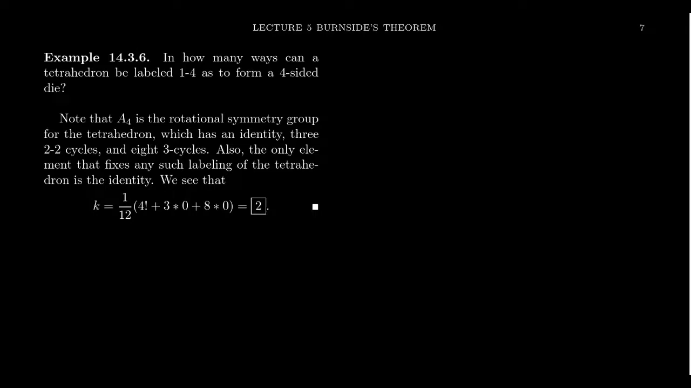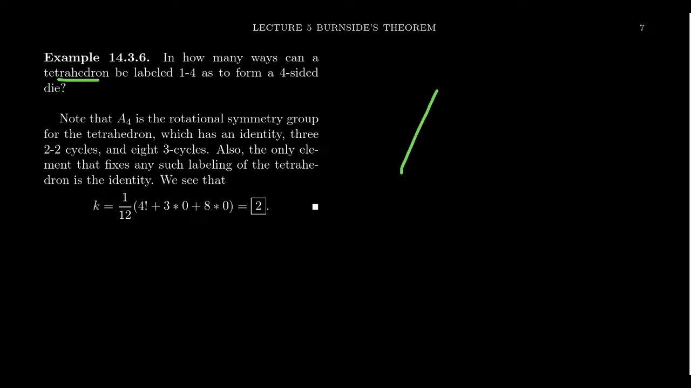So to finish this lecture, let me give you one more example. We're going to switch things up a little bit. This time, we're going to ask ourselves, how many ways can we label a 4-sided die? If you're really into Dungeons and Dragons and other role-playing games, 6-sided dice are not enough for you. You want your dice to have 4 sides and 8 sides and 20 sides. You know, you take all the platonic solids there.